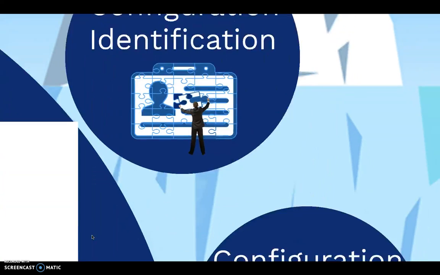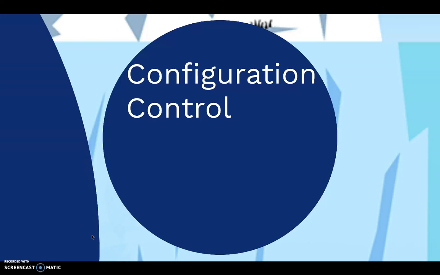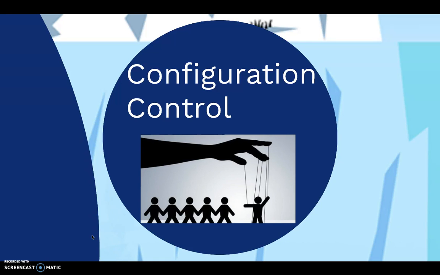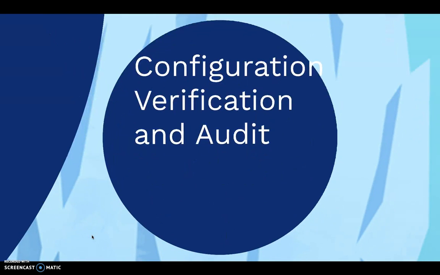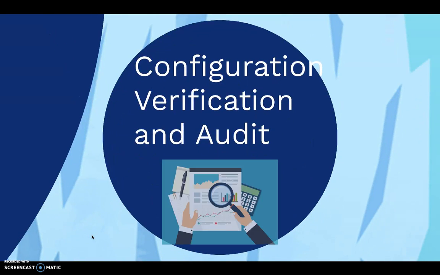Second, companies should implement configuration control that stops unauthorized people from making changes to the CMS. This helps ensure that the CMS is always accurate. Finally, companies should regularly audit their CMS to ensure that it is consistently up to date.